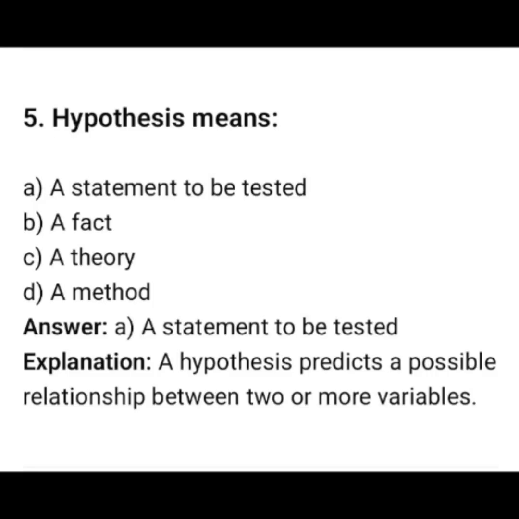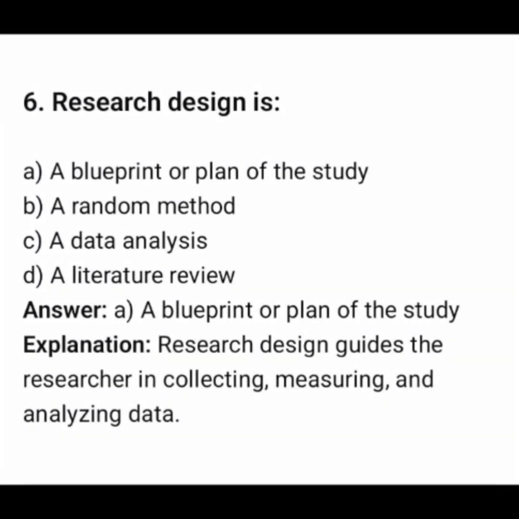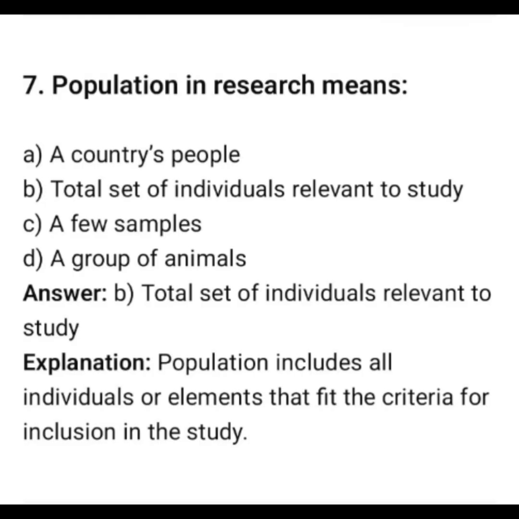Hypothesis means: a statement to be tested, a fact, a theory, a method. The correct answer is option A, a statement to be tested. A hypothesis predicts a possible relationship between two or more variables. Research design is: a blueprint or plan of study, a random method, a data analysis, a literature review. The correct answer is option A, a blueprint or plan of study. Research design guides the researcher in collecting, measuring, and analyzing data.